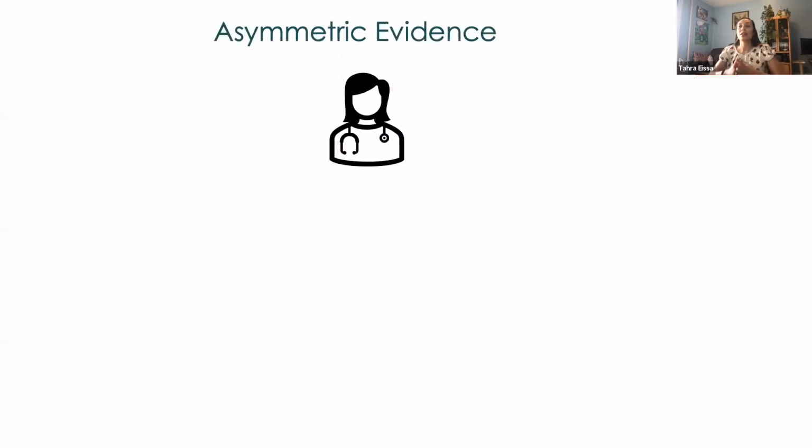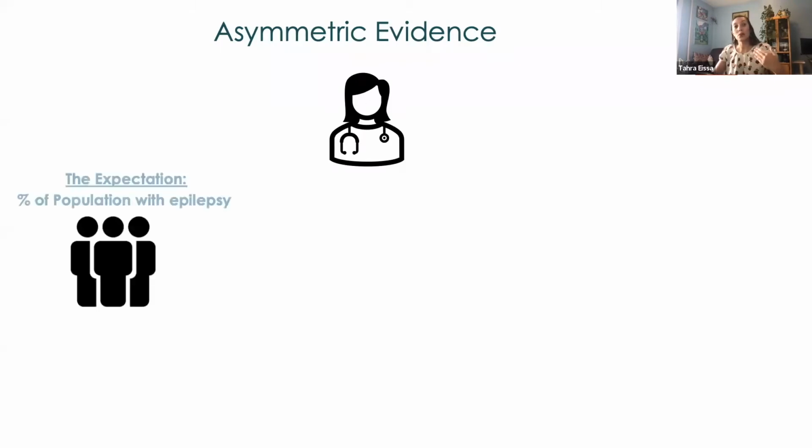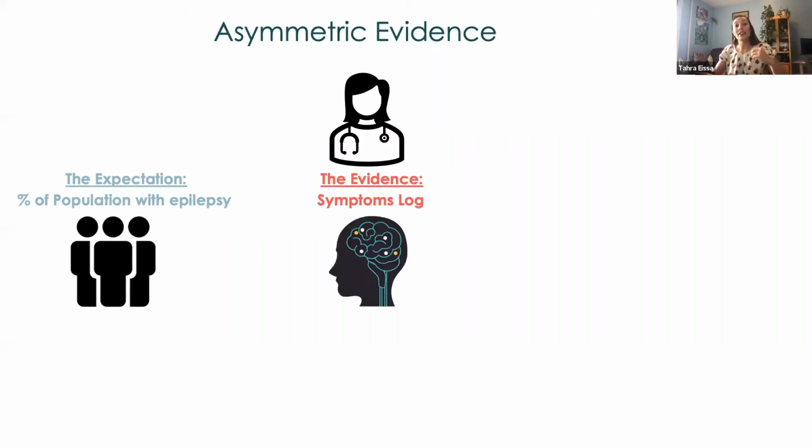So when we think about asymmetric evidence, let's take a little thought game here and say that we're a physician. And our goal is to diagnose a patient with epilepsy. So as you see, can't get too far from my epilepsy background here. So if I have a doctor who's trying to diagnose a patient with epilepsy, we can go through those three elements of a decision. So again, our expectation in this case is going to be, well, what is the percent of the population with epilepsy, right? How likely is it that this is a diagnosis to begin with? Then we have, for our evidence, in this case, we're going to use the example of a symptoms log.